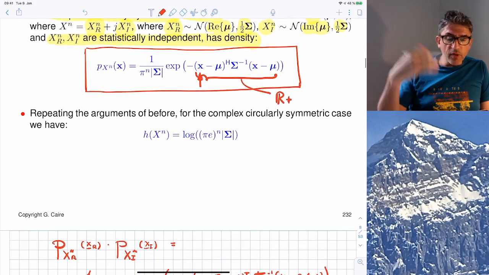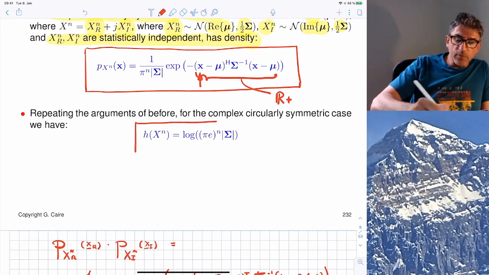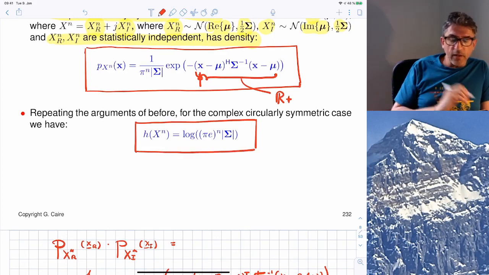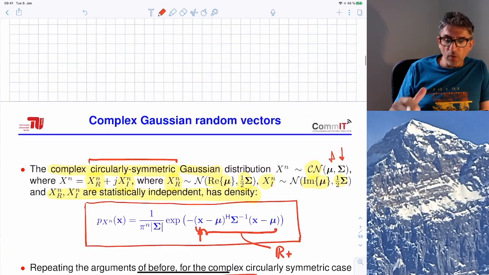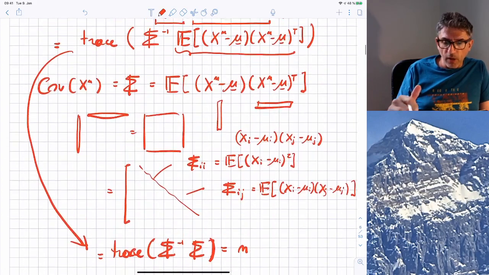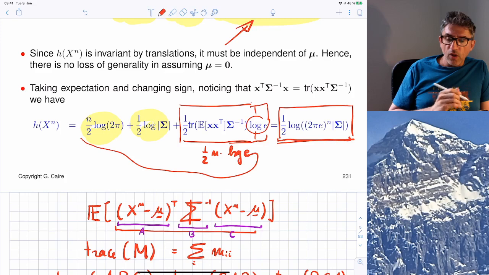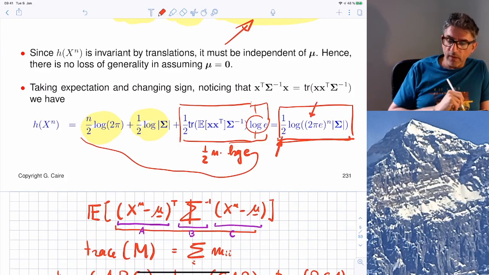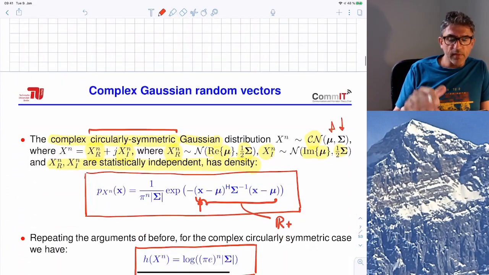And it turns out that if you repeat the same operation as before, you find that the differential entropy of a complex circularly symmetric random vector is the logarithm of (pi e) to the n times the determinant of the covariance matrix. So when you compare this and what we had before, we see that the difference between the real case and the complex case is that in the real case we have a 1/2 here and we have a 2 here. In the complex case, this factor of 2 disappears.